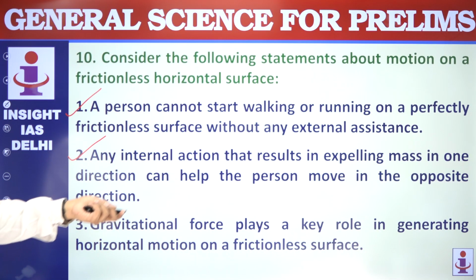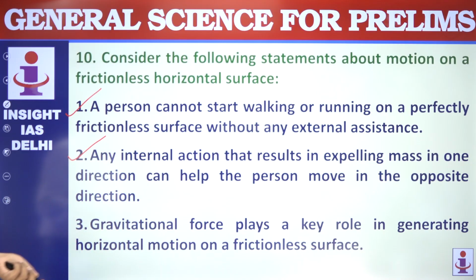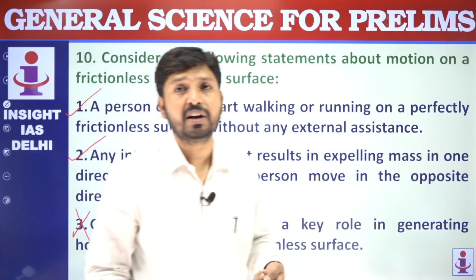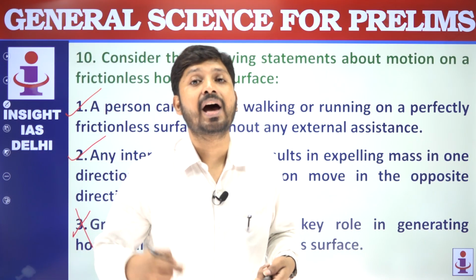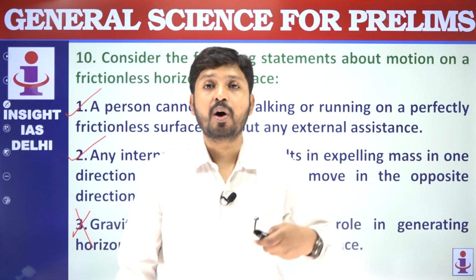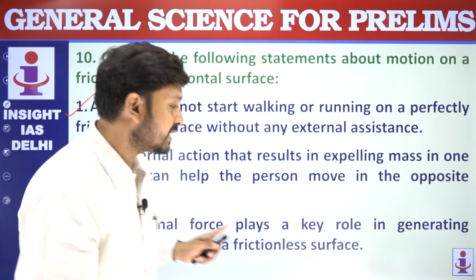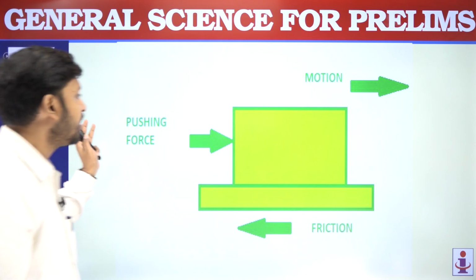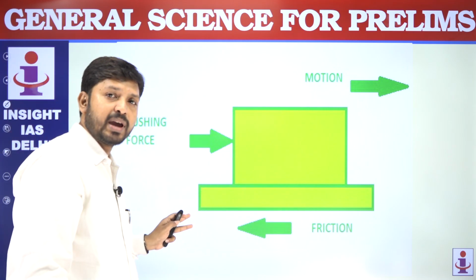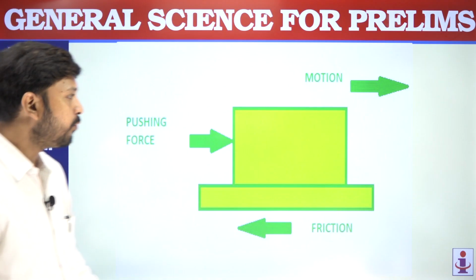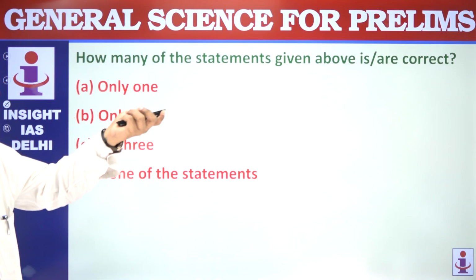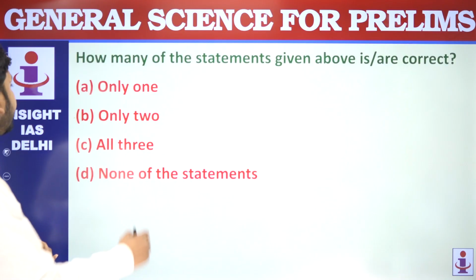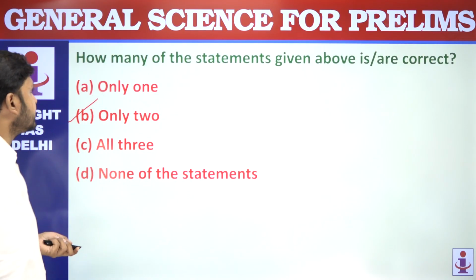And gravitational force plays a key role in generating horizontal motion on a frictionless surface. This is wrong because gravitational force in general acts vertically, not horizontally, unless some friction or other factors come into the picture. Is it clear? So the third statement is wrong. And what they're asking, can you see the same picture? When I'm pushing here, if friction is there, friction will act opposite and the body will try to move forward. So how many of the given statements are correct? From the above we have seen 2 statements are correct, so 2 will be the answer.